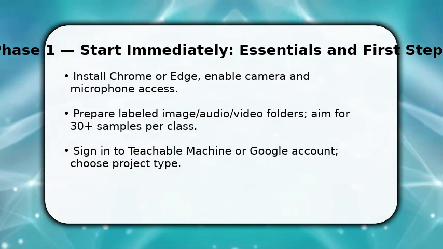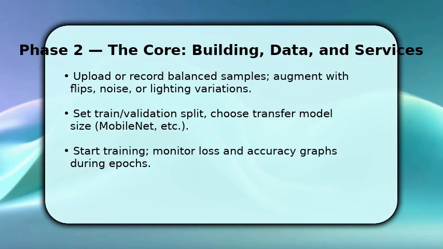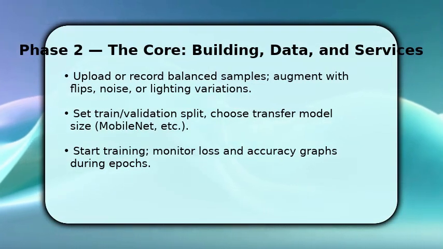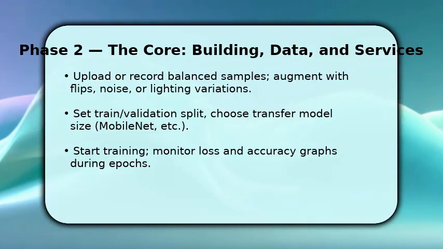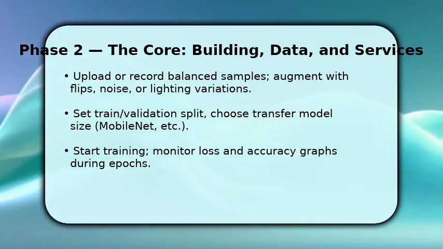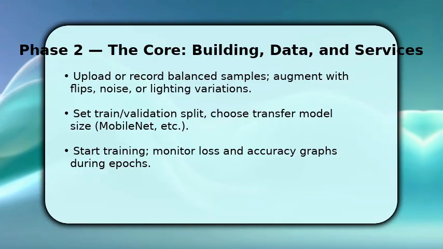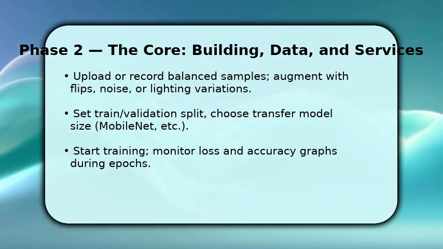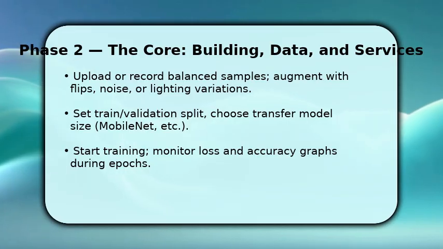Collect balanced samples and apply augmentation: flip images, add noise, vary lighting, because diverse data reduces overfitting. Make a sensible train/validation split, typically 80/20, and choose a transfer model size that matches device constraints. Smaller for edge, larger for accuracy.